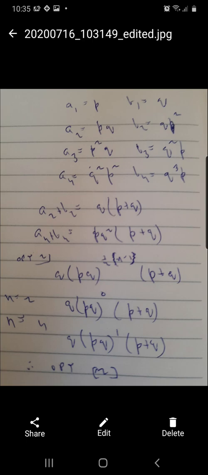Similarly, for n equal to 4, the expression becomes Q into PQ to the power 1, as 2 minus 1 is 1, into P plus Q, that is PQ square into P plus Q. So that is also satisfying. So option 2 is the correct option. You can try with the other options and you will find that they will not satisfy. Cheers and all the best.